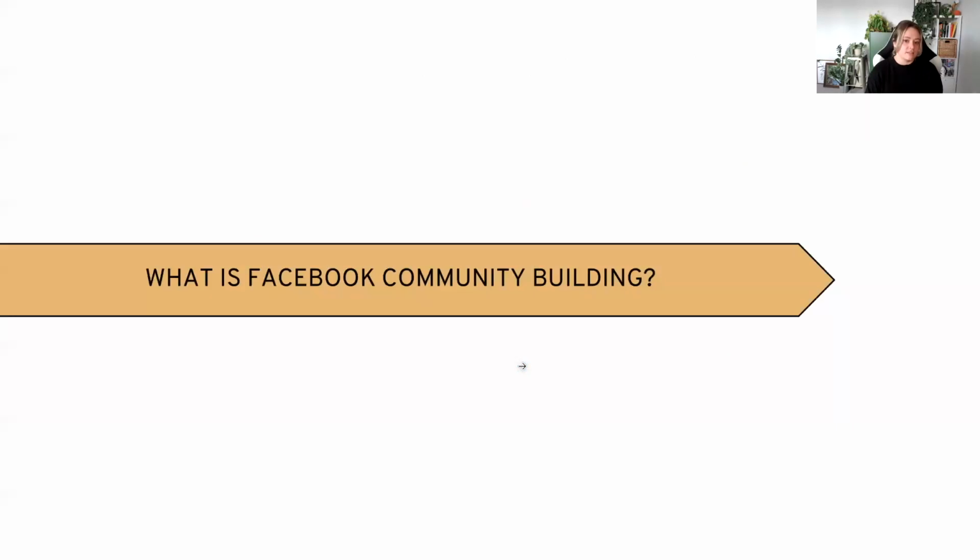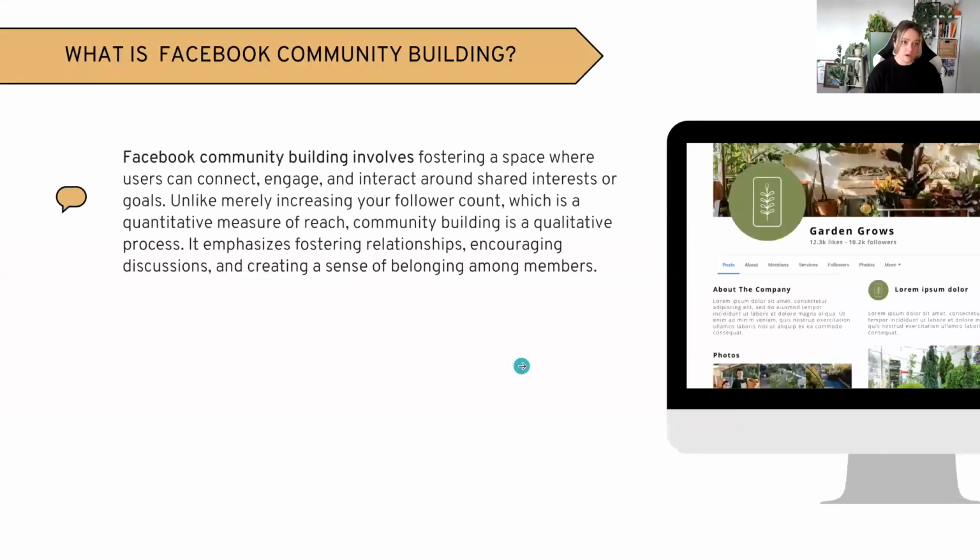So what is Facebook community building? Facebook community building involves fostering a space where users can connect, engage, and interact around shared interests or goals. Those of you who have been on Facebook, the concept of Facebook is not really new. Unlike merely increasing your follower count, which is a quantitative measure of reach, community building is a qualitative process. It emphasizes fostering relationships, encouraging discussion, and creating a sense of belonging among members. So it's more than just the follower count. It's actually building people that want to be there with you.